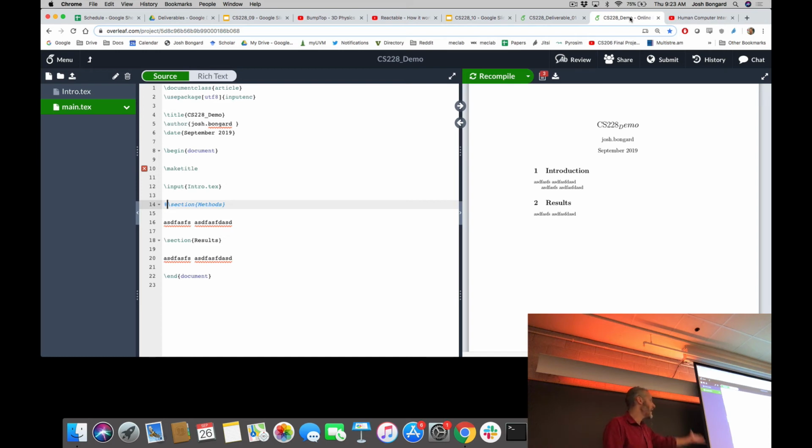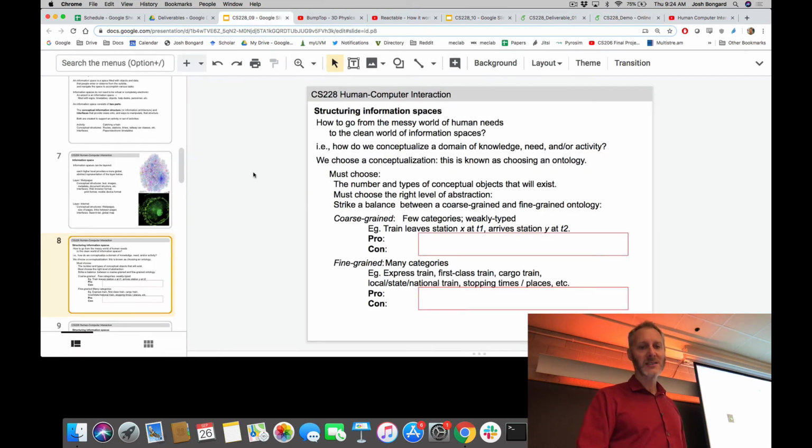For most modern IDEs and LaTeX and Overleaf, yes, you can do a global search and it'll find that in there. The point I want to make here is we're making choices about how to organize this information space and how to break it up into chunks. And those decisions have pros and cons. And we want to weigh those pros and cons based on what someone is trying to do.